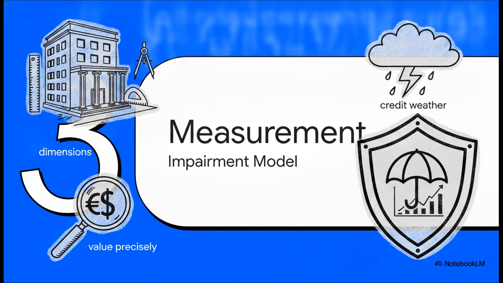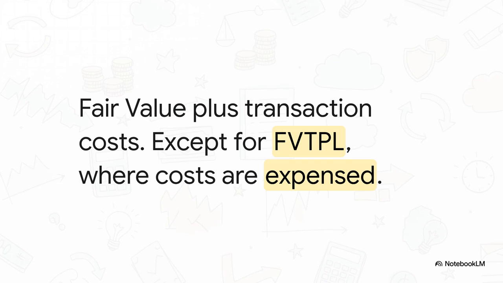Okay, Section 3, Measurement and Impairment. Let's establish our starting point. At the exact moment of initial recognition, we measure these financial instruments at their fair value. And generally, we add in the transaction costs, the fees and commissions it took to actually acquire the item. But there's a major carve-out here. If the item is held for trading and sits in the fair value through profit or loss bucket, those transaction costs don't get added in. They are just immediately expensed to the income statement.